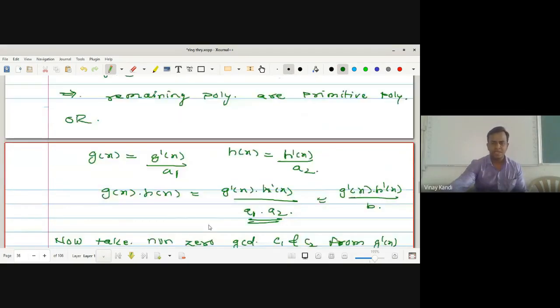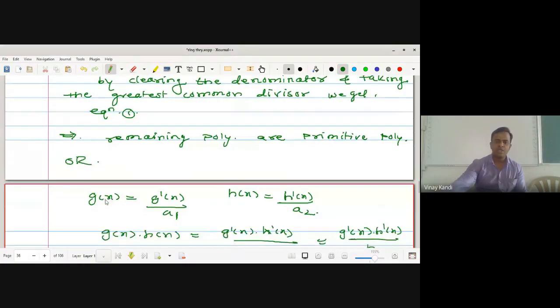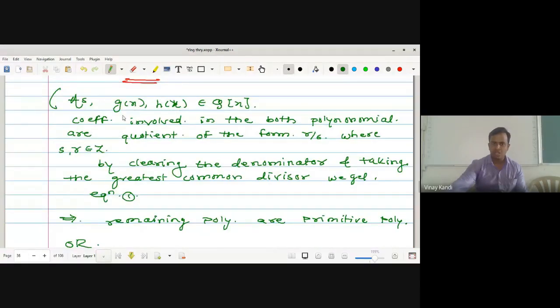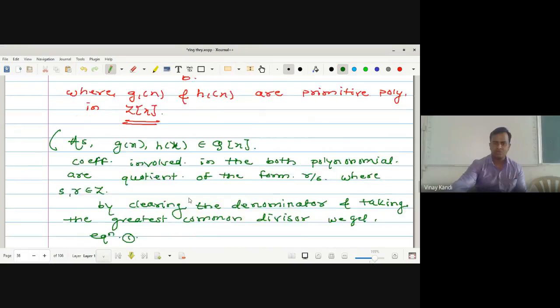Okay, we have seen that any two polynomials we can write in the form of g dash upon a1 and h is equal to h dash upon a2. If that is not understood, look at this. As g and h are two members of Q of x, the coefficients involved in g and h are in the form of r by s. Okay, so by clearing the denominator and taking the greatest common divisor, we get equation number 1, this one.